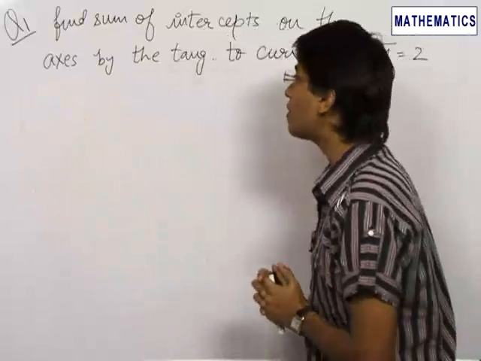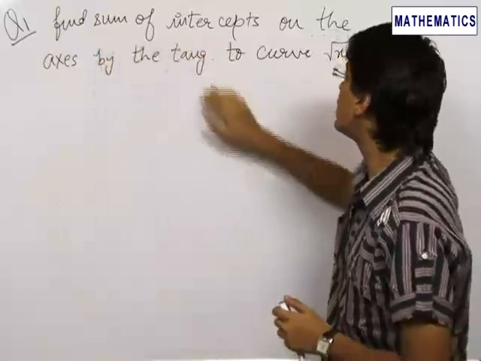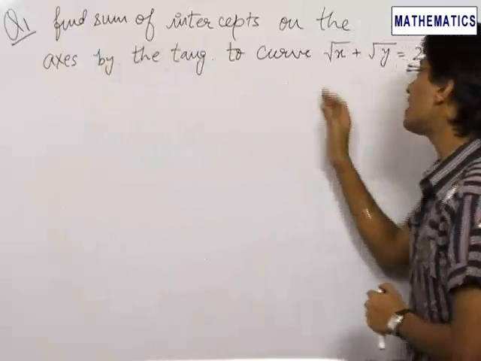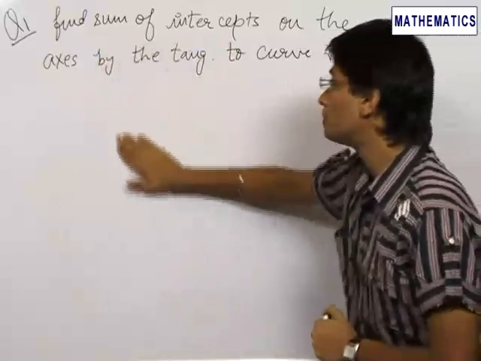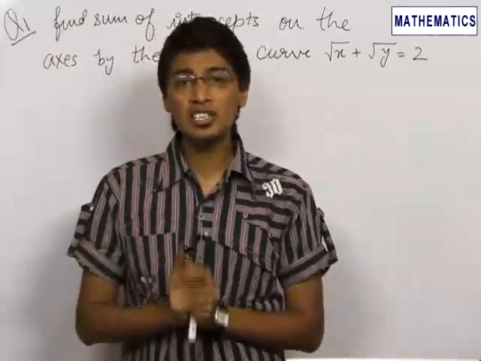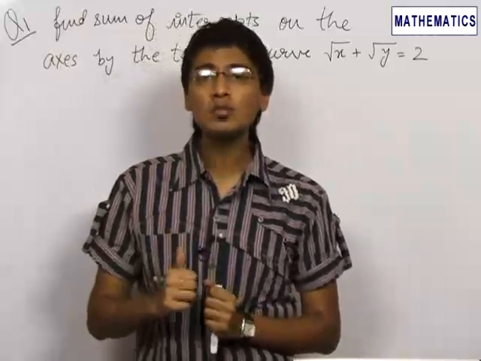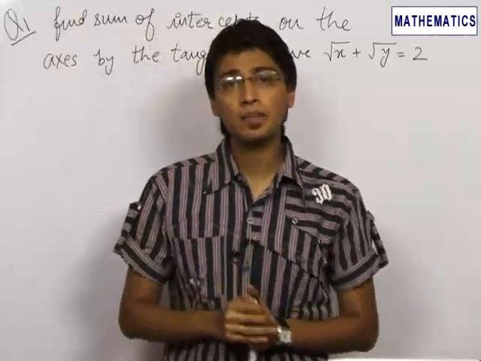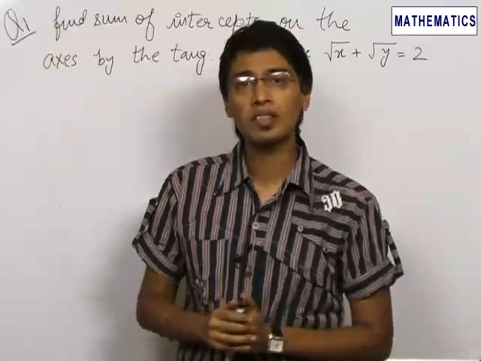The first question which we have in hand is, we need to find the sum of intercepts on the coordinate axis by the tangent to the curve root x plus root y equals 2. Now this is a question which can be solved in two ways. Either we could use the Cartesian coordinates x and y to solve this problem, or we could change the parameter to theta. We'll try to solve this problem by both the methods.